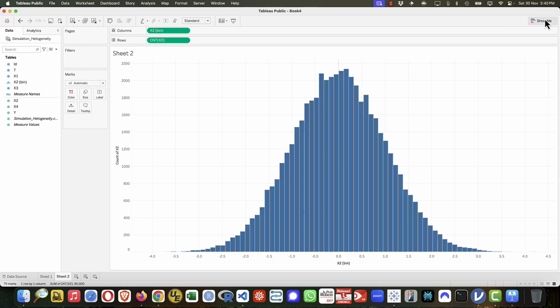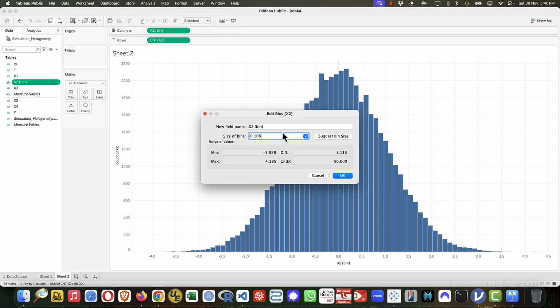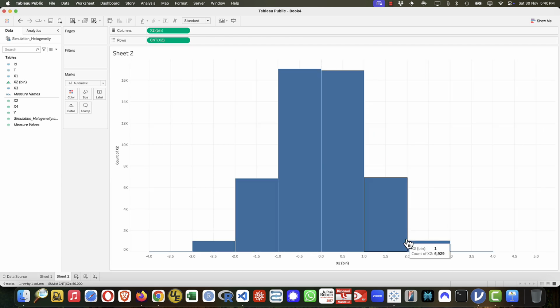Remember, it was normally distributed. So here's the normal distribution. And what I want to do is change the bins. So we're going to edit here x2 bin. x2 bin is created automatically when you create a histogram. Okay. So I'm going to edit here and say the size of the bins should be 1. Okay. So here's the new histogram with bins that are not as narrow.